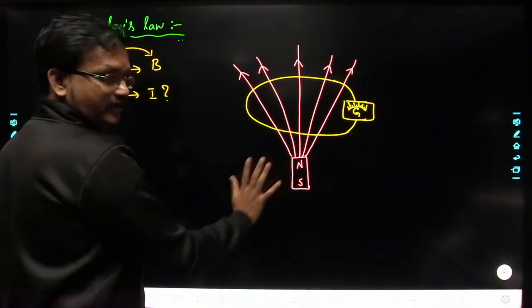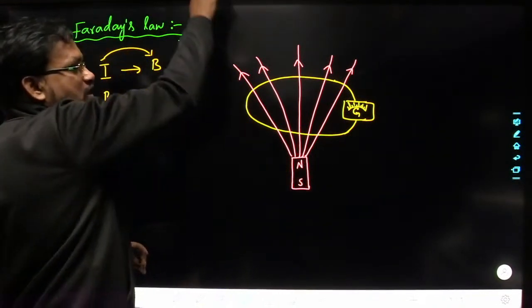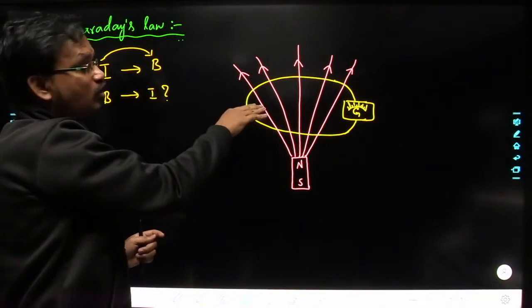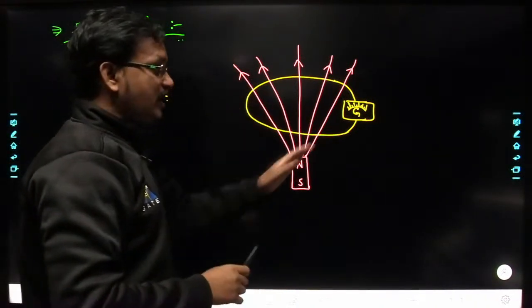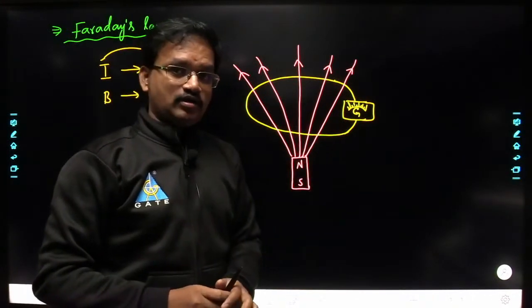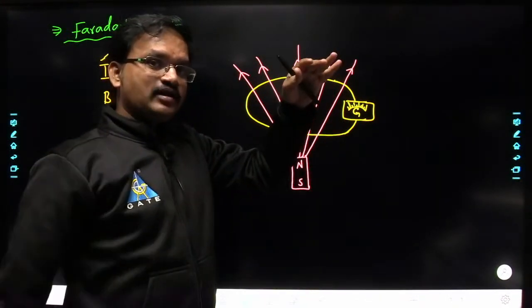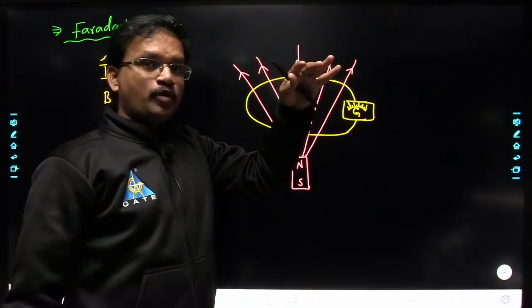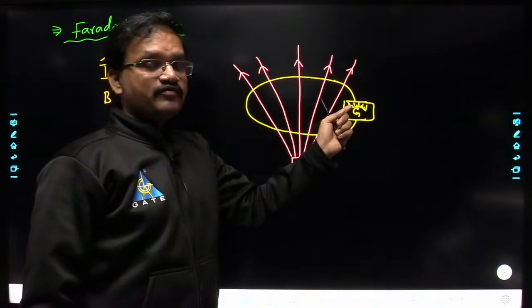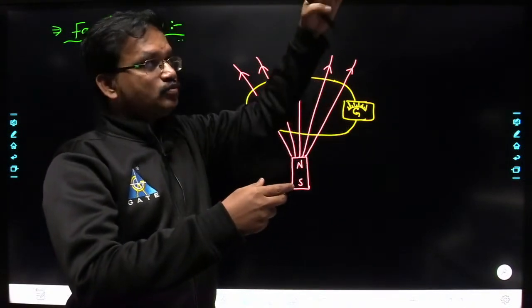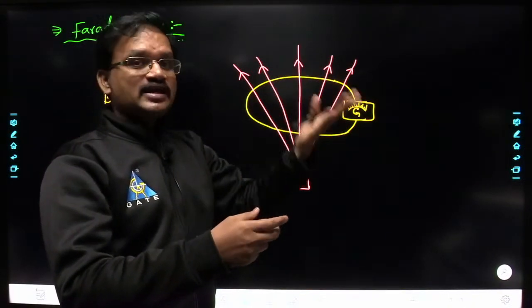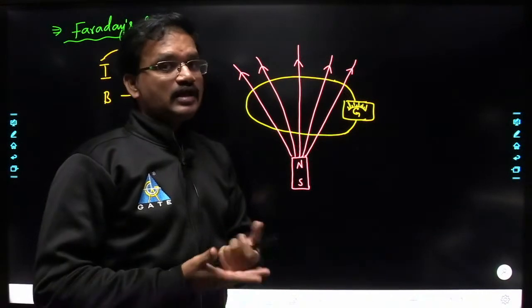kept the magnet here, and then he started moving the loop up and down. In that case also he observed the deflection in the galvanometer. So whether you move the magnet nearer to the loop and away from the loop, he observed the deflection in the galvanometer. Now if you keep the magnet stationary and move the loop up and down, in that case also he has observed the deflection in the galvanometer.